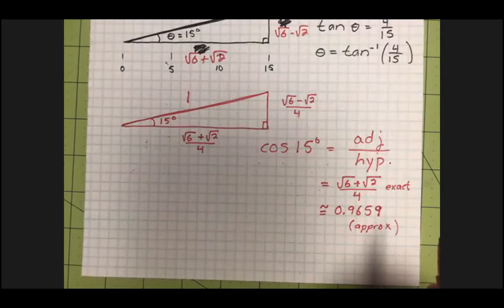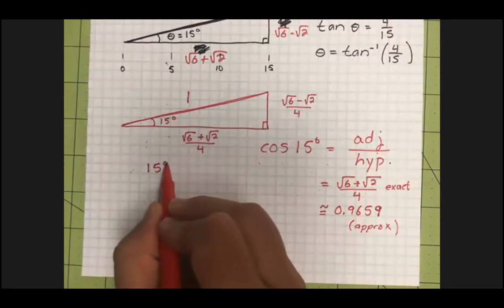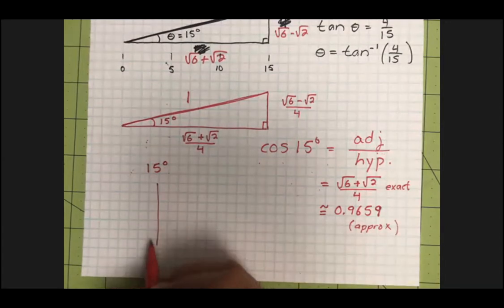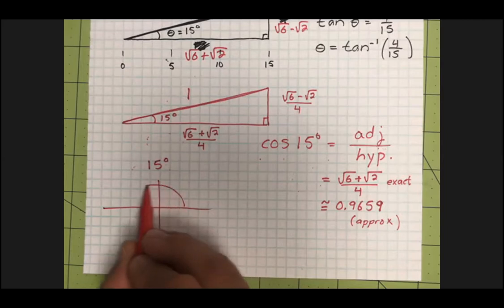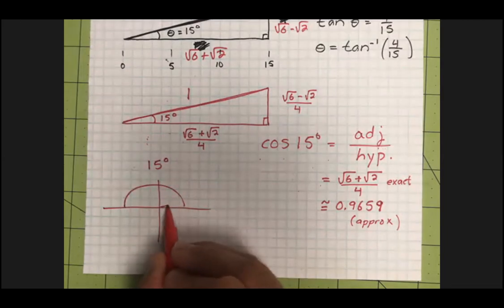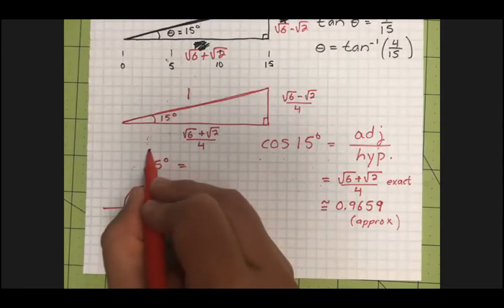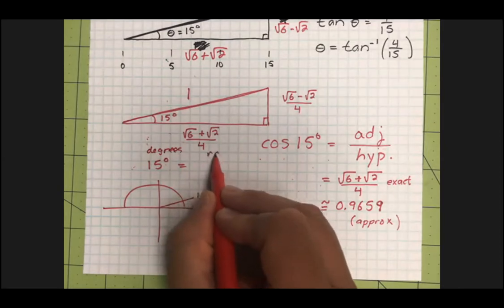Okay, one more thing about this, and then we'll launch into some new things today. I want you to think in radians too. I want you to think in portions of a circle. So what is 15 degrees in radians?